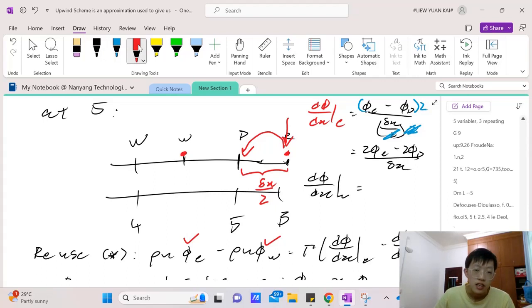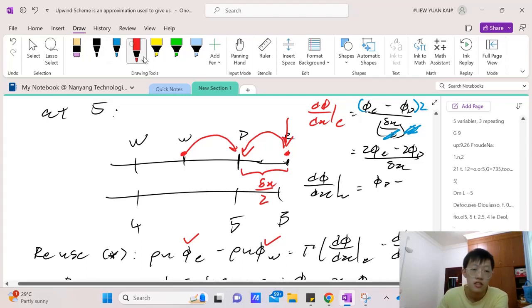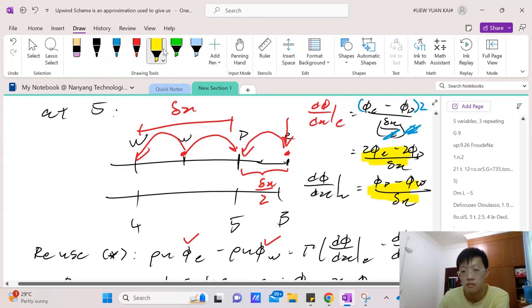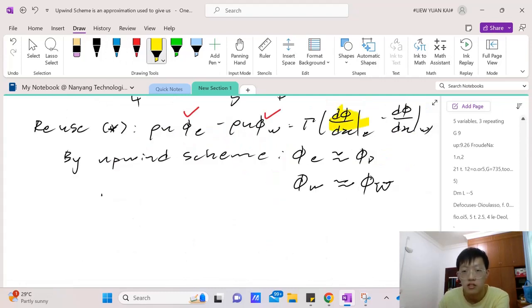So at west, you take immediate right, so phi p, minus the immediate left, so phi big W, divided by the length of the segment. This is delta x. Now you substitute this into the conduction term. You substitute it into here.